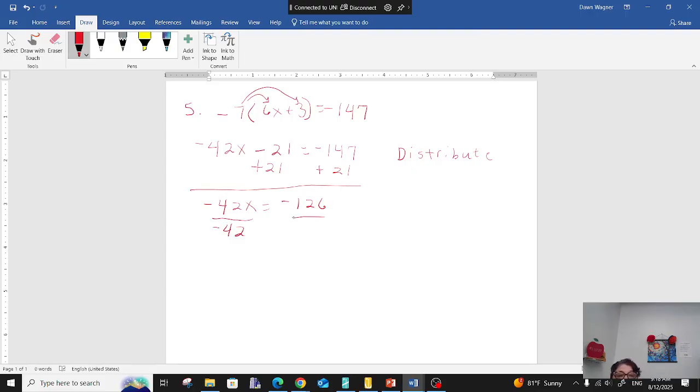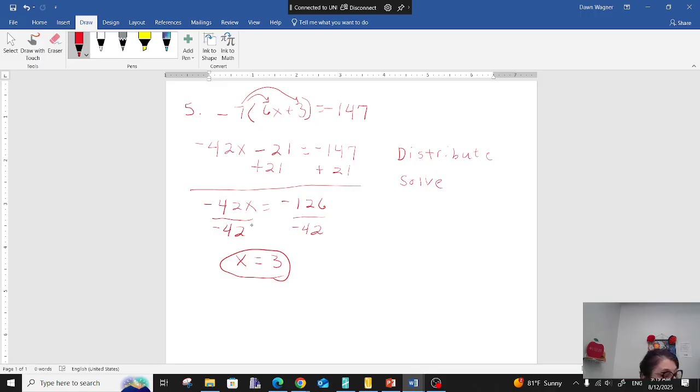Okay, so now I'm going to divide by -42. And x is equal to +3. Be careful on your positives and negatives. When I added here, this was negative. This -42, I had to divide by negative. And negative divided by negative is positive. So we did the distributive property and then we solved. We had no like terms that we had to worry about. We didn't have any terms on this side of the parentheses or this side of the parentheses.